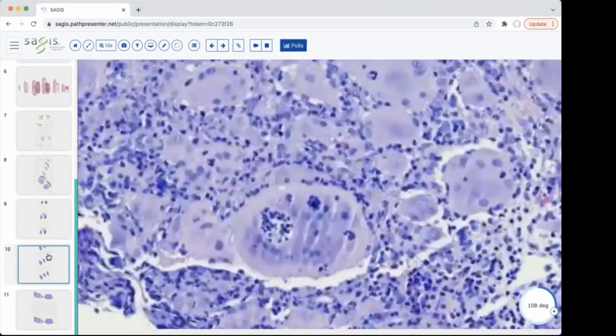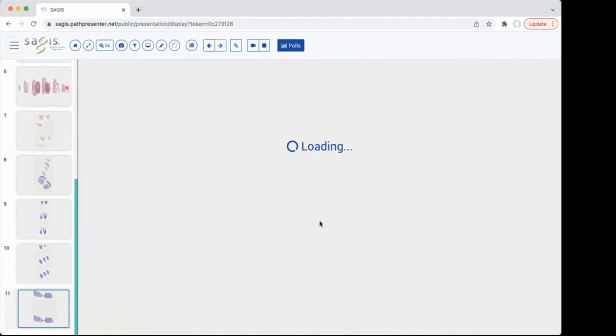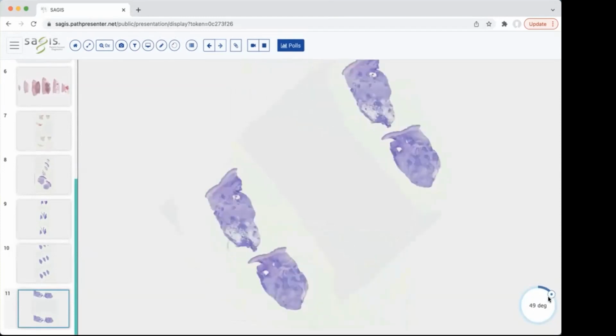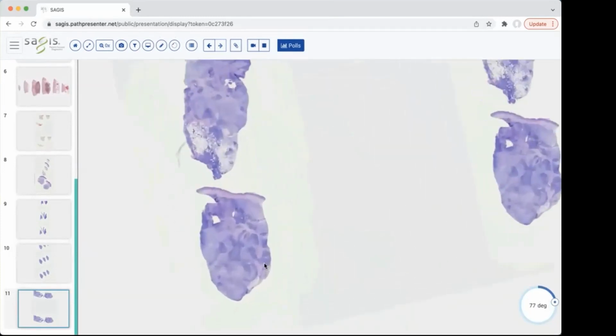Great. We have one more slide that I wanted to review with you guys. Thanks for bearing with me here as the slides load. I'll straighten this one up as well.